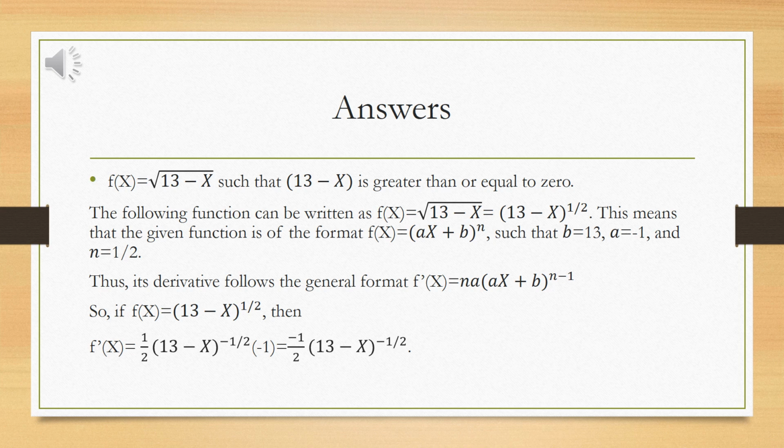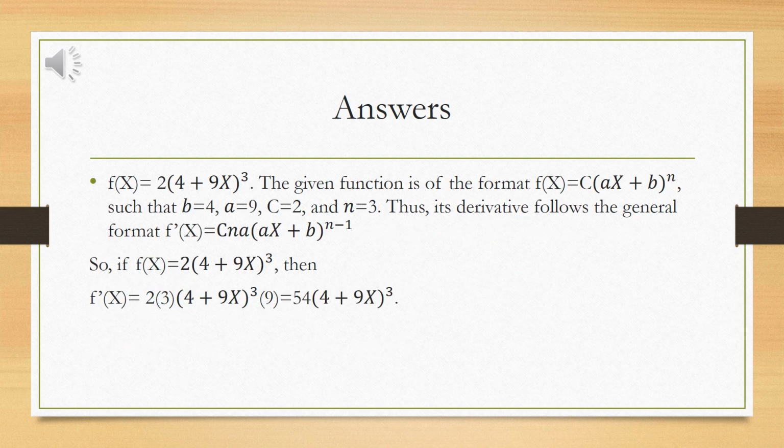Thus, its derivative follows the general format f'(x) = na(ax + b)^(n-1). So, if f(x) = (13 - x)^(1/2), then f'(x) = 1/2 × (13 - x)^(-1/2) × -1, which is the derivative of 13 - x. f'(x) = -1/2 × (13 - x)^(-1/2).